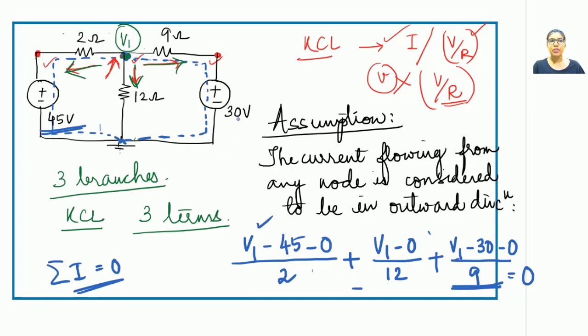How many unknowns are present in this particular circuit? There is only one unknown and we have obtained one equation. Upon solving this equation, we shall find the value of V1. So this V1 value would come out to be 37.2 volts. So this is the first approach using which we have solved for V1. Let us move on to the second approach.